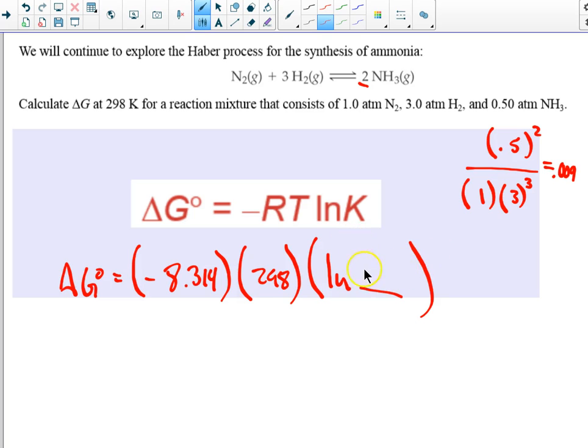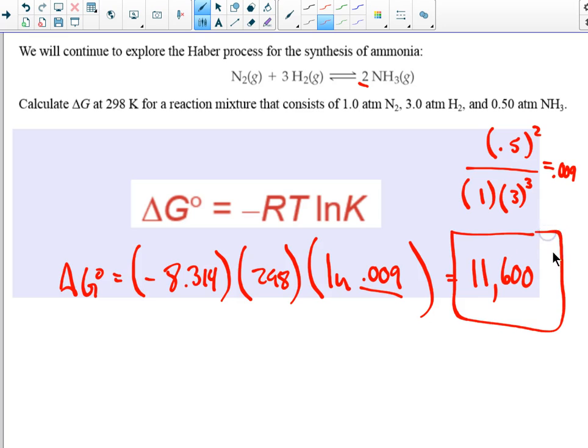Okay. And so then you take that value and you put it in here. 11,600? Don't panic. These can be really large numbers. Also, by the way, if I remember, this is in joules, so it really is just 11.6 kilojoules. So it's not that big of a number. Don't panic when you get that.